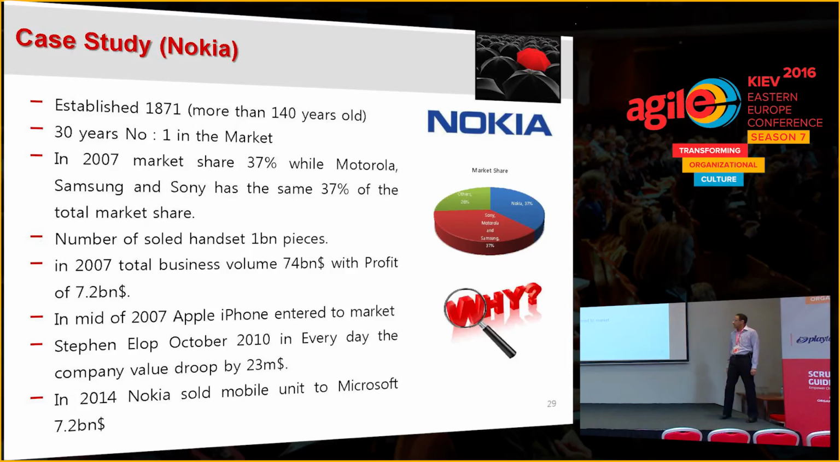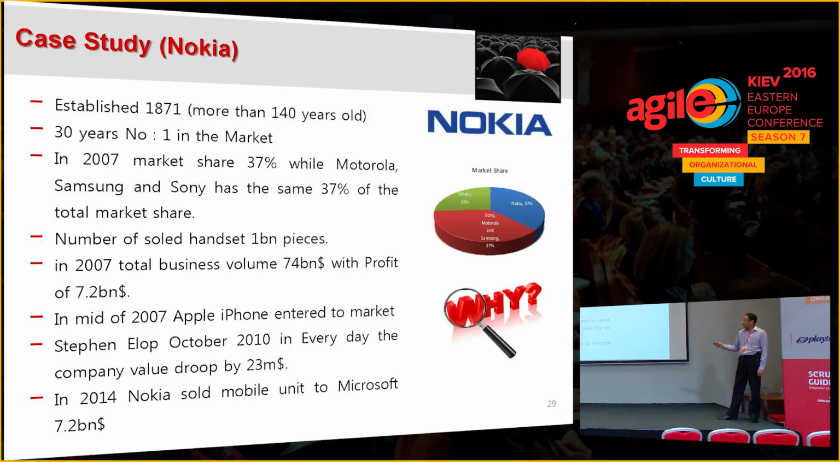In the middle of 2007, Apple phone entered the market. But what happened to Nokia at that time? Did they change according to what happened in the market or no? Unfortunately, no. They stayed manufacturing their mobile with the same strategy, with the same plan, with the same technology. They decided to stay in the same line, not to change. When Stephen Elop was the manager at that time, every day the company lost 23 million of its value in the market.